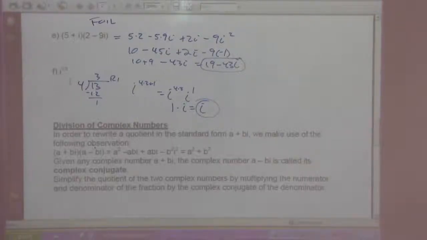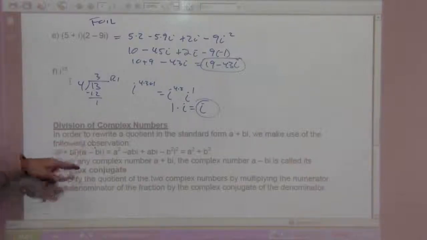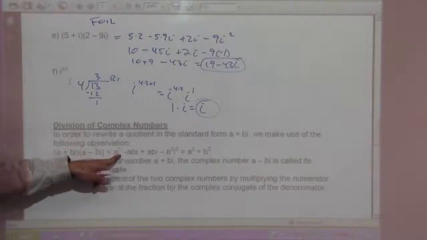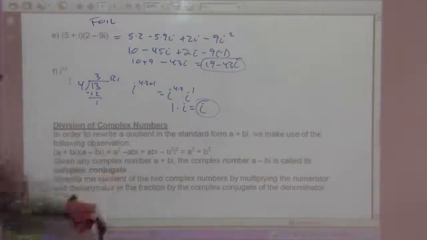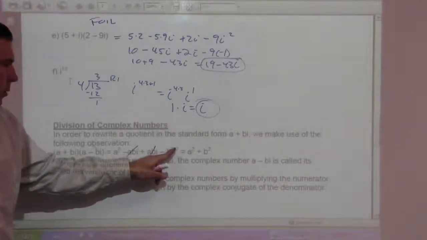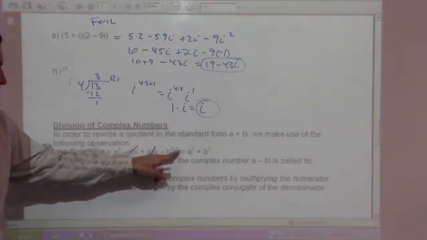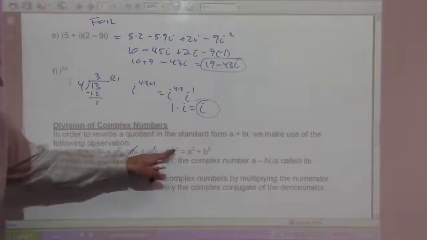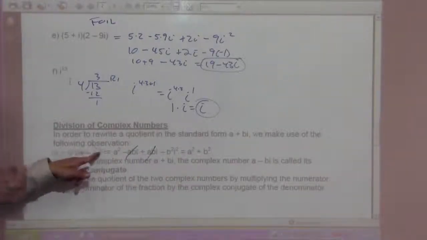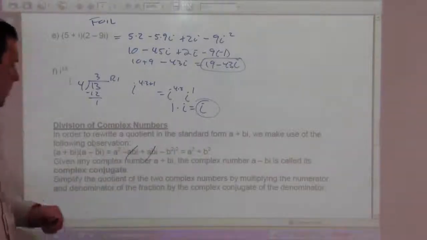Okay, so the next thing is division of complex numbers. In order to rewrite a quotient, meaning a fraction, in the standard form a plus bi, we make use of the following observations. a plus bi times a minus bi is a squared minus abi plus abi. The middle stuff goes away. Minus b squared i squared. Well, i squared is negative 1. Negative 1 times negative 1 is positive. So a plus bi times a minus bi is just a squared plus b squared.